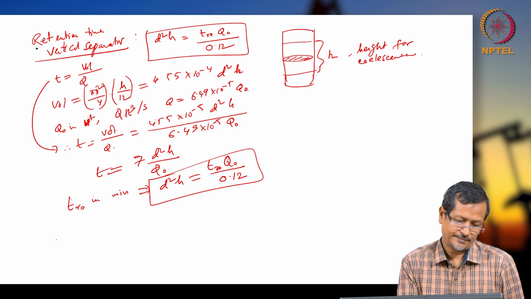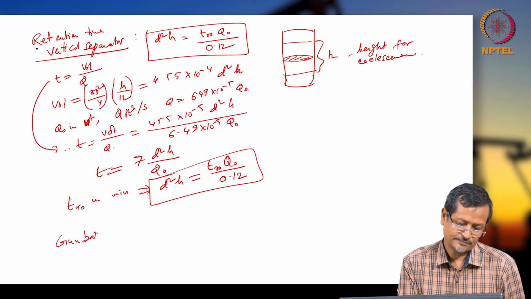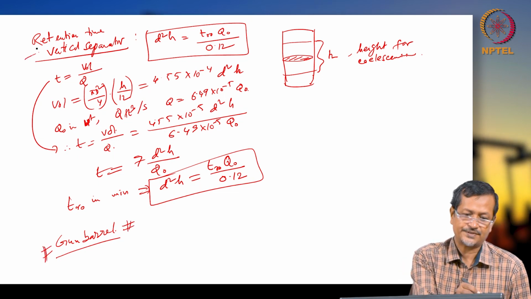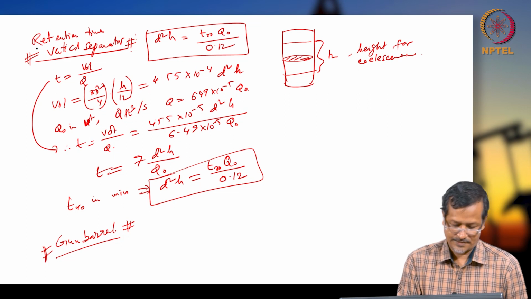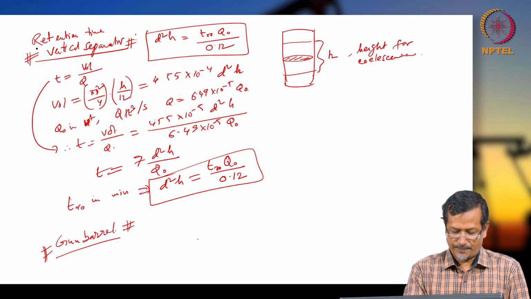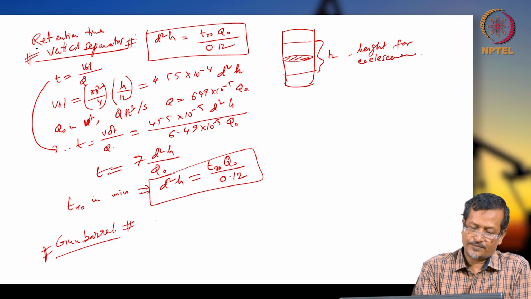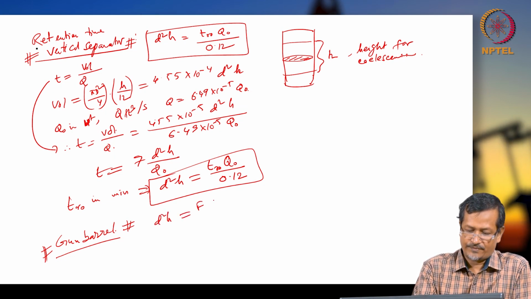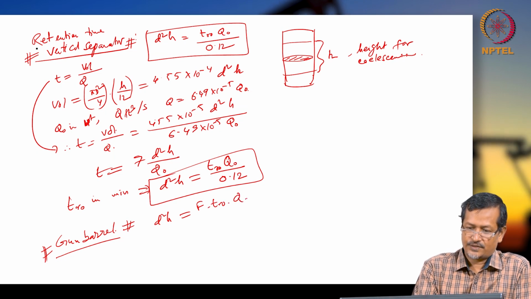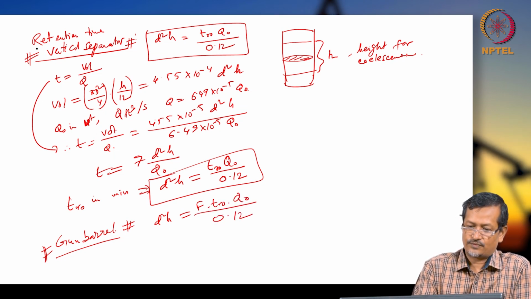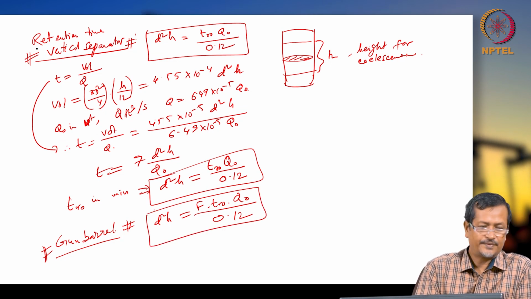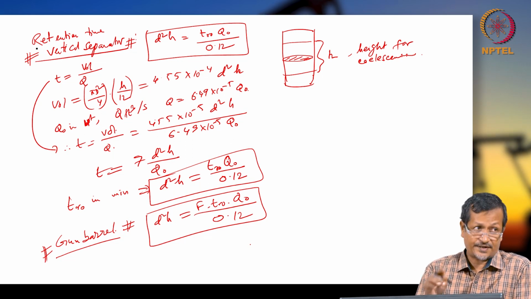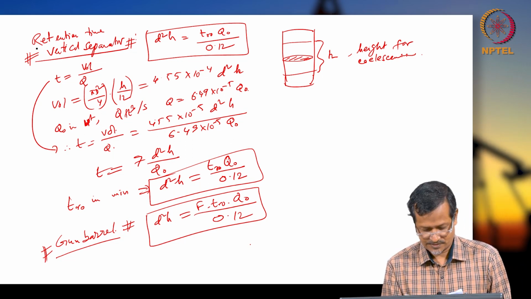And for gun barrel, okay, for gun barrel this is vertical. If we go for gun barrel, the formula will be modified as d square h equals F times TRO QO 0.12, the same formula, only F comes up. Okay, this is the short circuit factor, but the short circuit factor can be applicable for your vertical heater treater also. So already we have seen.